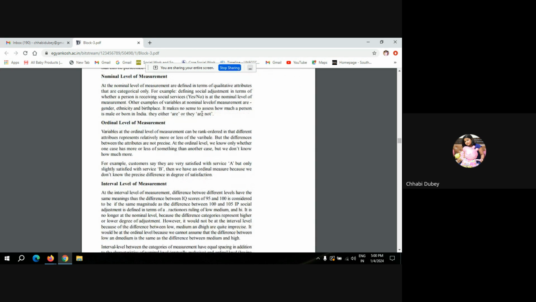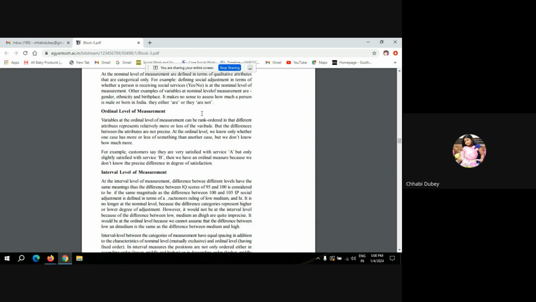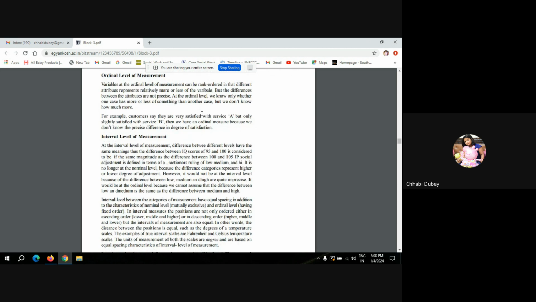The third is the interval level of measurement. That is, the differences between the different levels have the same meaning. Thus, for example, the difference between IQ scores of 95 and 100 is considered to be of the same magnitude as the difference between 100 and 105.